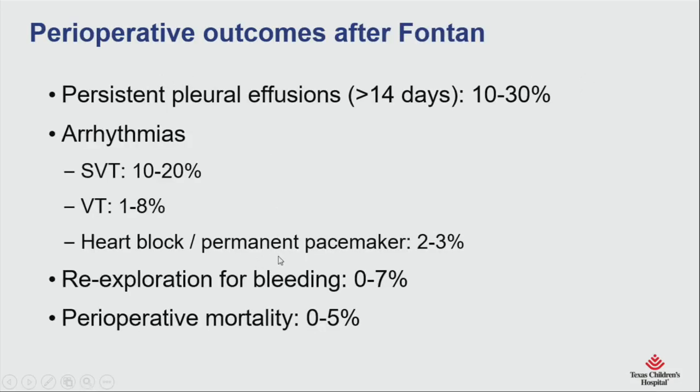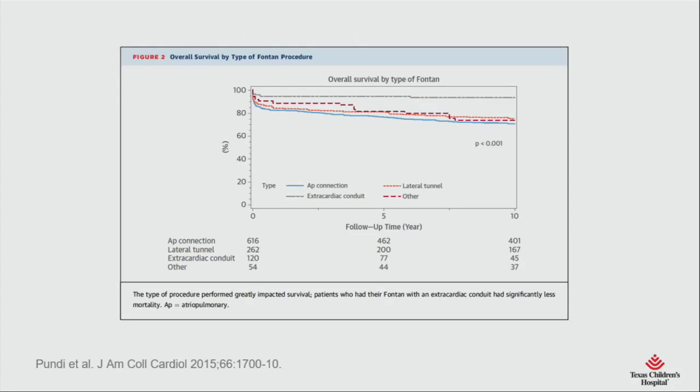So what are the perioperative outcomes? About 10 to 30% of patients will have persistent pleural effusions. Arrhythmias are not that uncommon. And then the perioperative mortality nowadays is relatively low. We're talking about 0 to 5%.